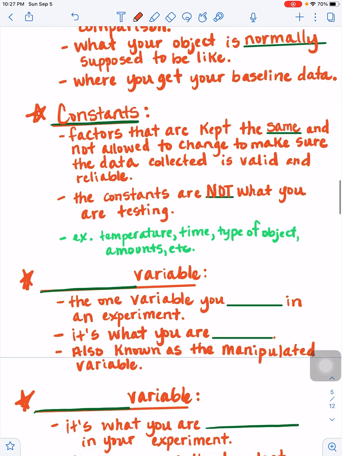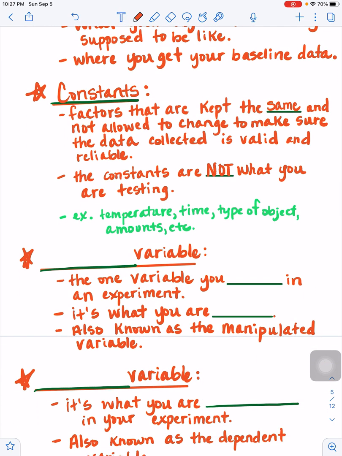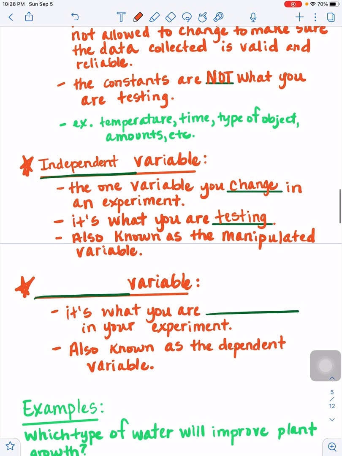Next, you have to have different types of variables. We've already talked about this, but just to give you some more practice, you need an independent variable. So write that in, please. Independent variable, that's the one variable you change in your experiment. Just the one thing that you're changing because it's what you are testing. Write that in. It's what you are testing. It's also known as the manipulated variable, because manipulated means to change. So that is what you are in charge of changing.